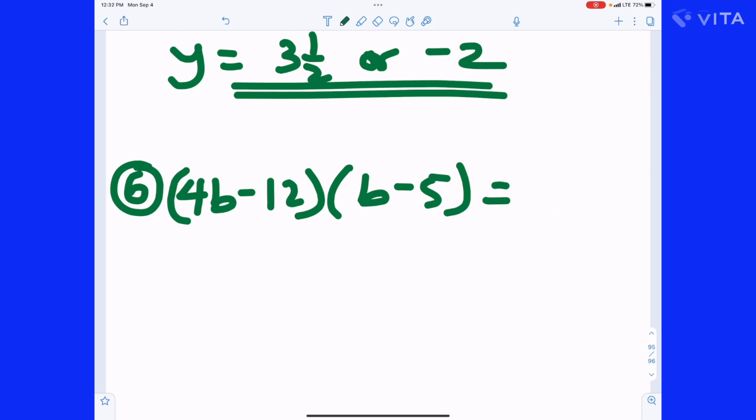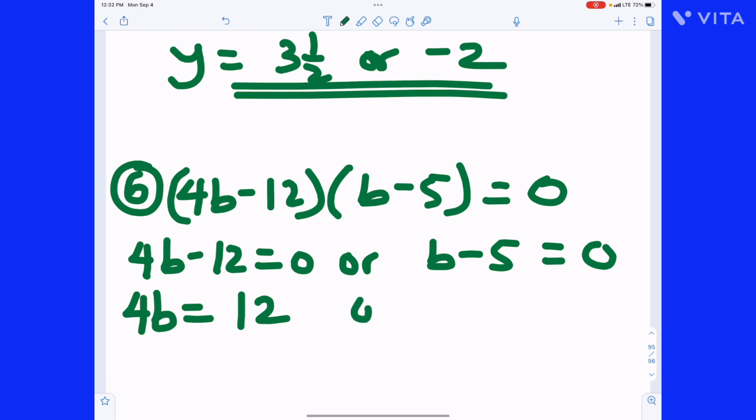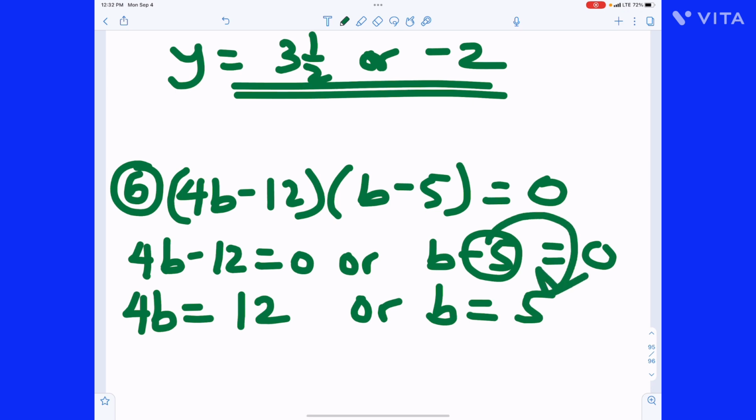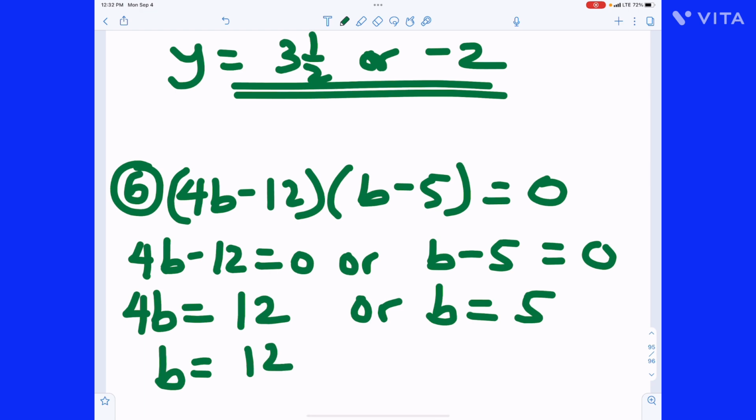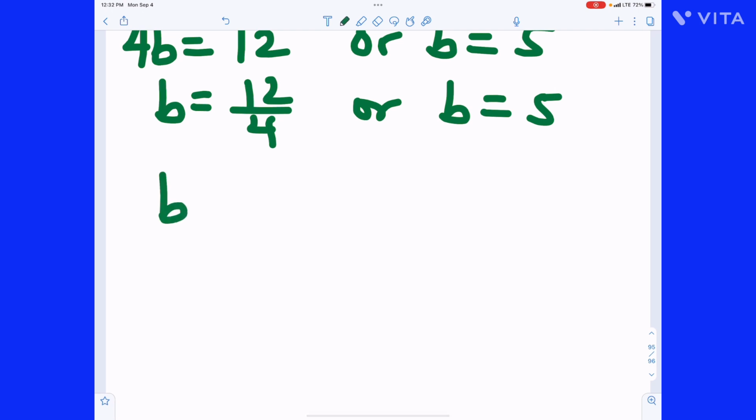Same thing. 4b minus 12 is 0, or b minus 5 is 0. So 4b is 0 plus 12, 12, or b is 0 plus 5, 5. Do you understand? If you take minus 5 to the right, it will become plus 5. Are you getting it? Yes. So b is 12 over 4, or what? b is 5. What does that give you? That gives you b is 3 or 5.